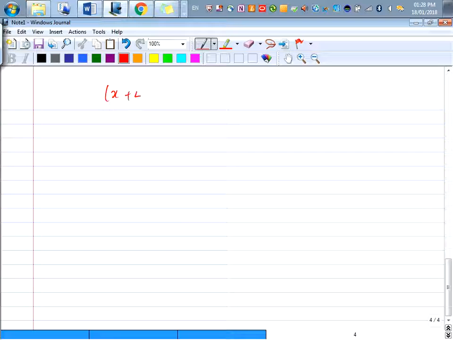So let me give you some examples of completed squares. For example, x plus 4 squared equals 9. Easy to solve or not? Easy to solve? Square root both sides. x plus 4 equals plus minus square root 9. x equals negative 4 plus minus square root 9. Can solve.